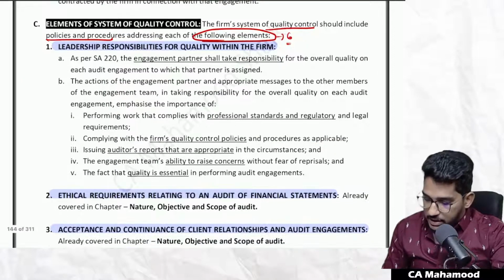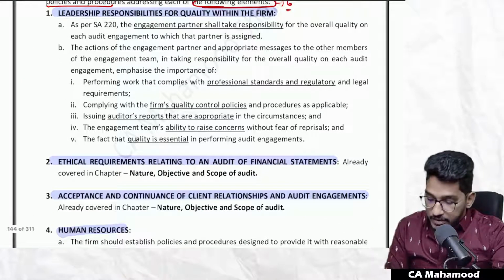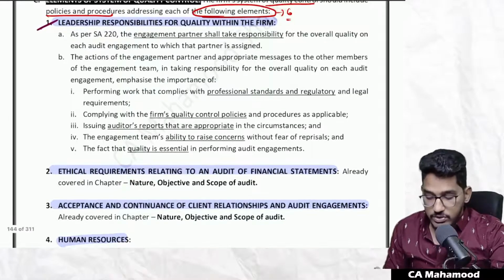So let us now have a look at the study. Let us have a look at our material. So the first area in which I need to have policies and procedures, what are they?